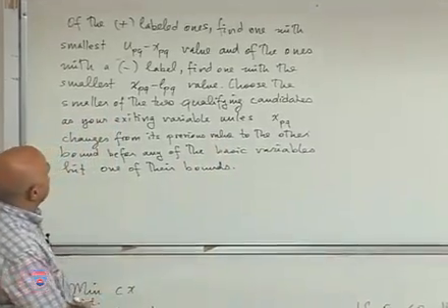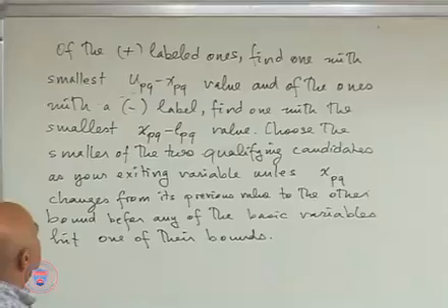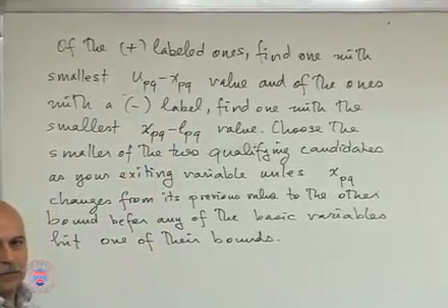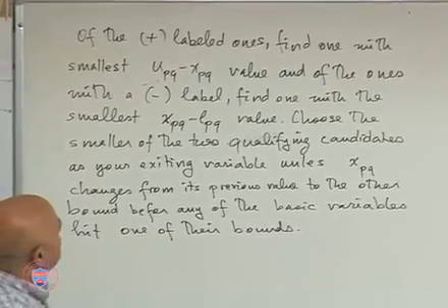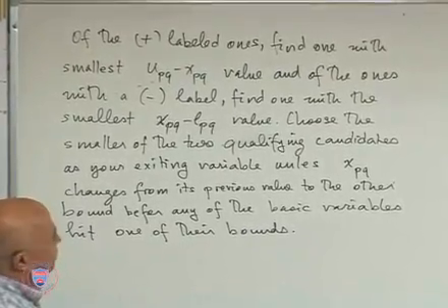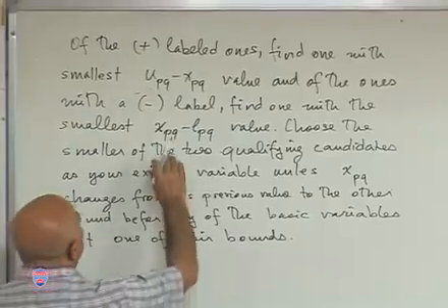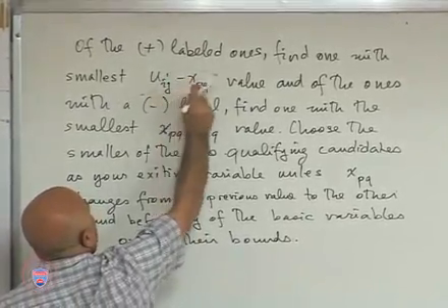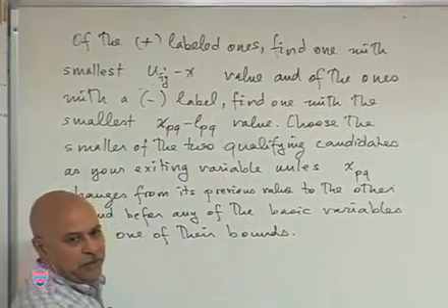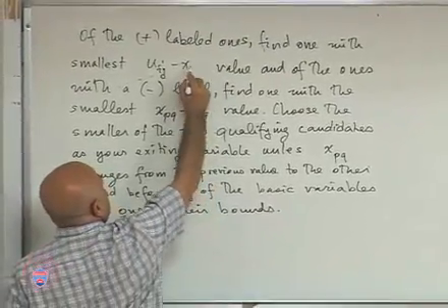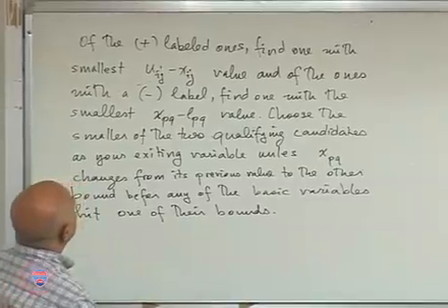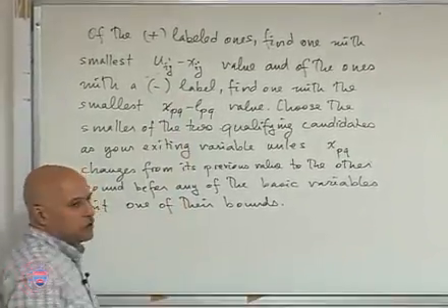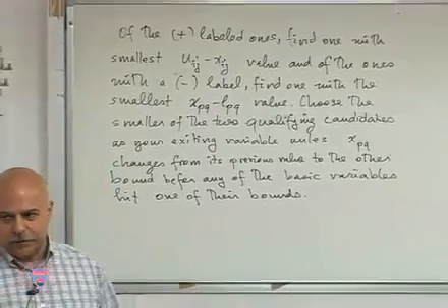All right, so of the plus labeled ones, find one with the smallest upper bound minus current value. That's how much that particular one can increase. Oh, PQ. We don't have a PQ here, sorry. I should say IJ here. PQ is the one that we entered. We're looking at the plus labeled ones. Find one with smallest Uij minus Xij value, where Ij refers to plus labeled ones.